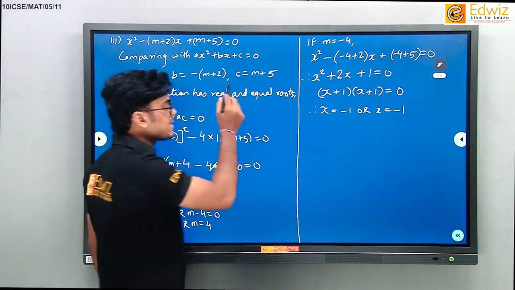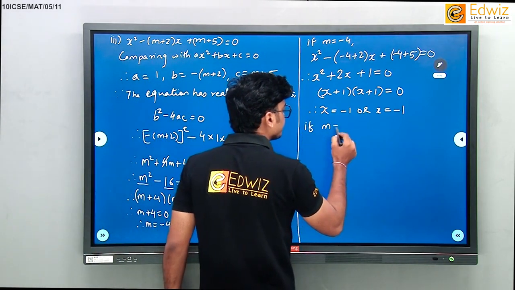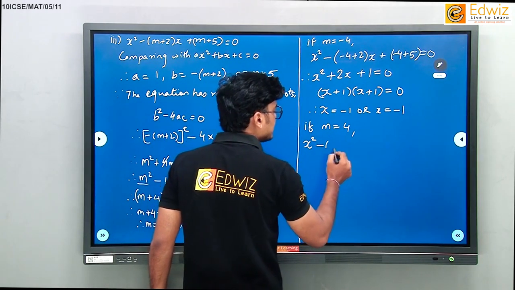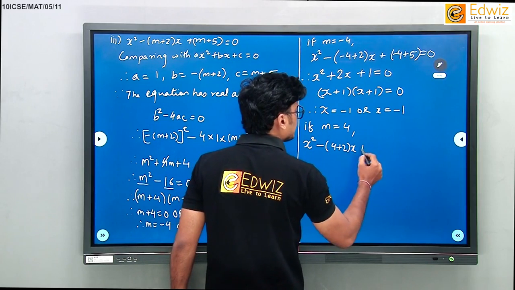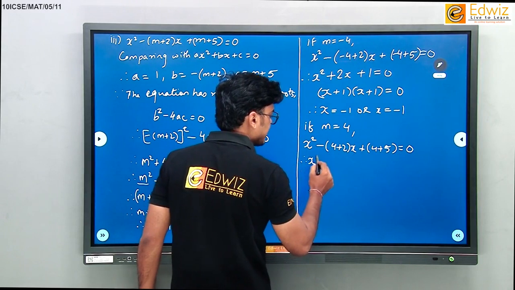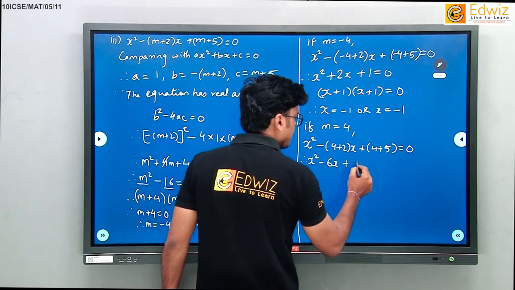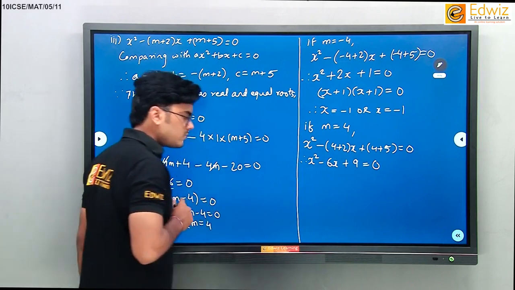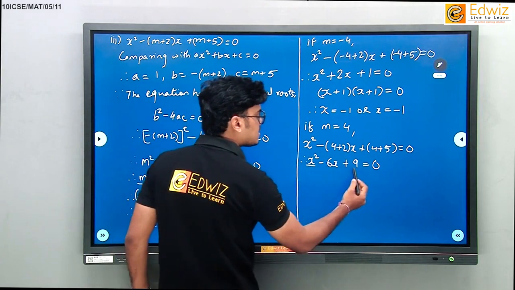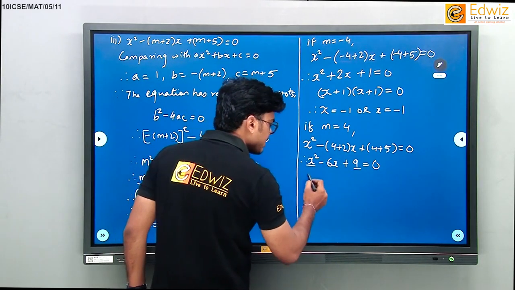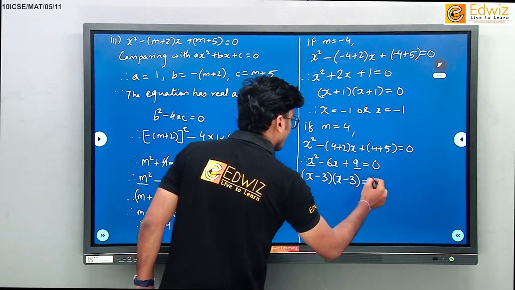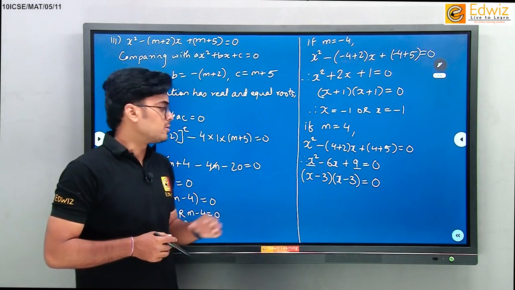Similarly, when we take m equals to positive 4, if m is equal to positive 4, the equation will become x square minus 4 plus 2 into x plus 4 plus 5 equal to 0, which is x square minus 6x plus 9 equal to 0. Okay, again just identify the whole square here. This is x square, this is 3 square, which means this entire equation is x minus 3 the whole square. Okay, x minus 3 the whole square, nothing else.